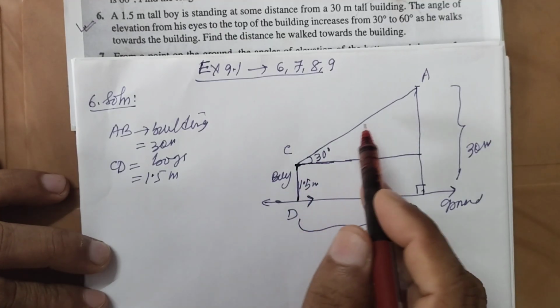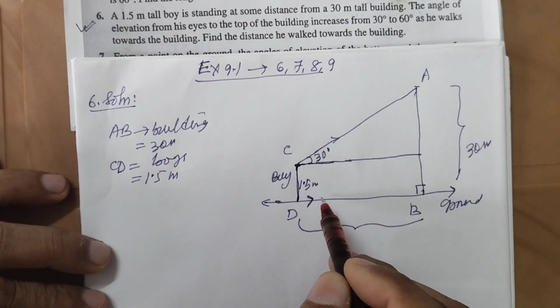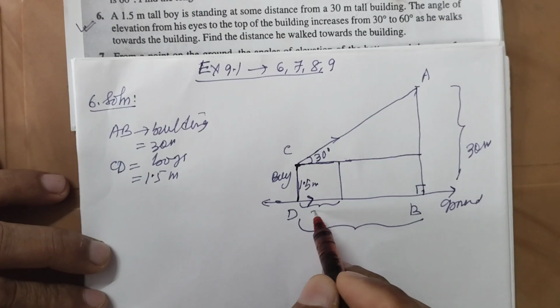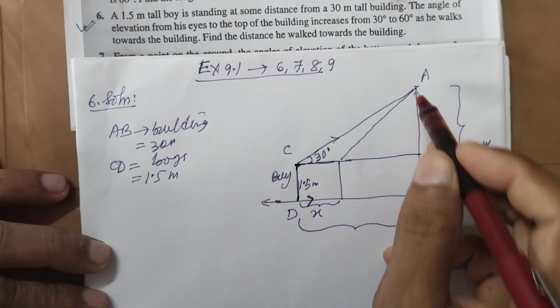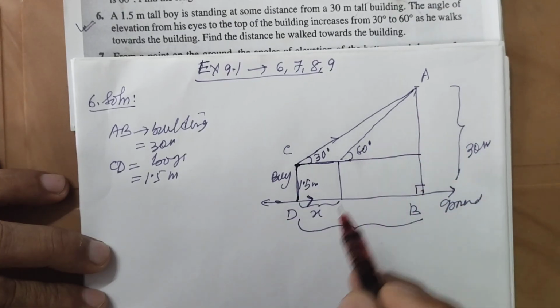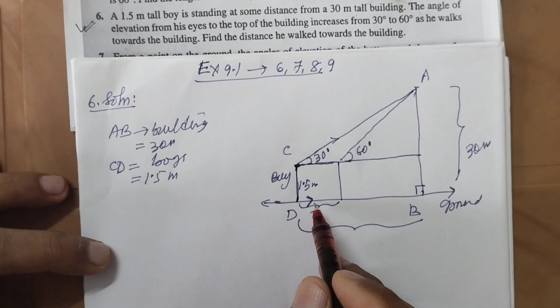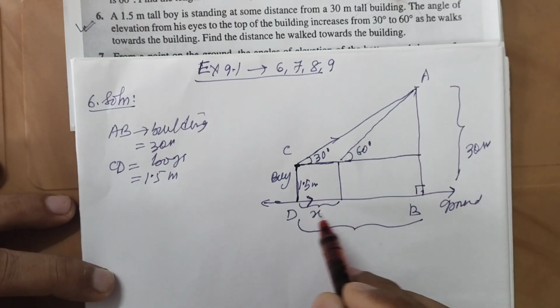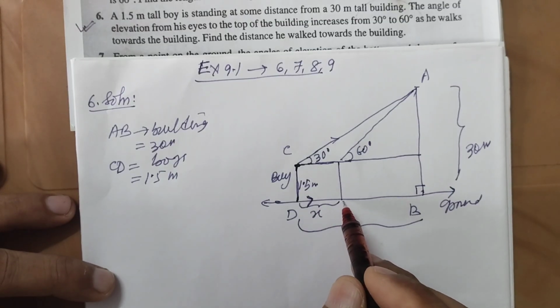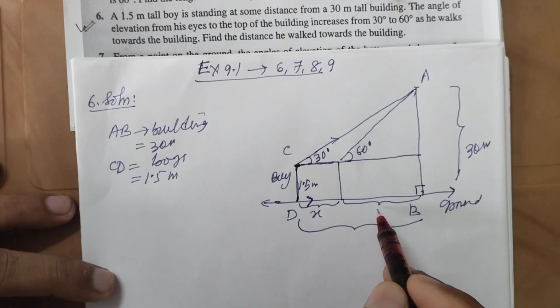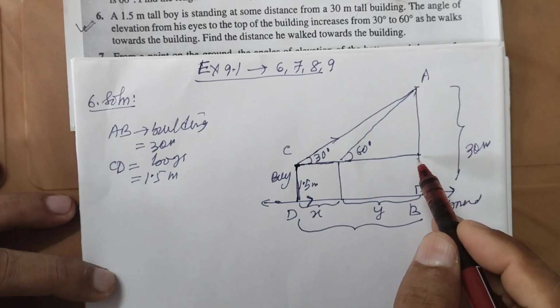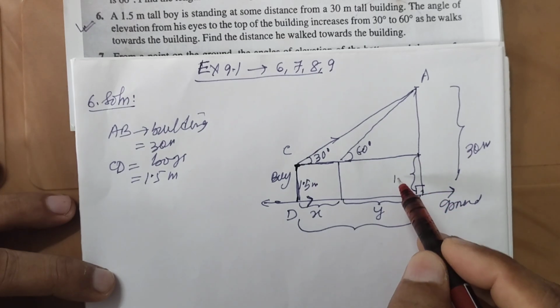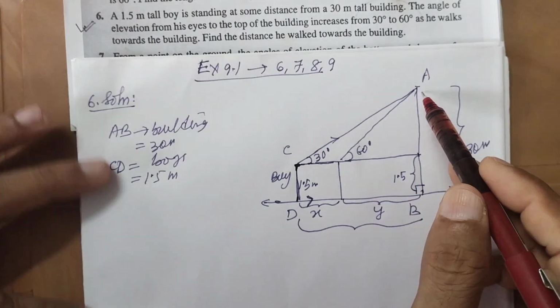First he is observing the top of the building at 30 degrees, and after walking some distance, he is here now. How much distance he is walking, we don't know, let it be x, and he is observing from this point the top of the building at 60 degrees, and the question is how much distance he has walked. So this distance is x, we have to find it, and let this distance be y for convenience. And this distance is 1.5 meter, so this also will be 1.5 meter, and this total distance is 30 meter.